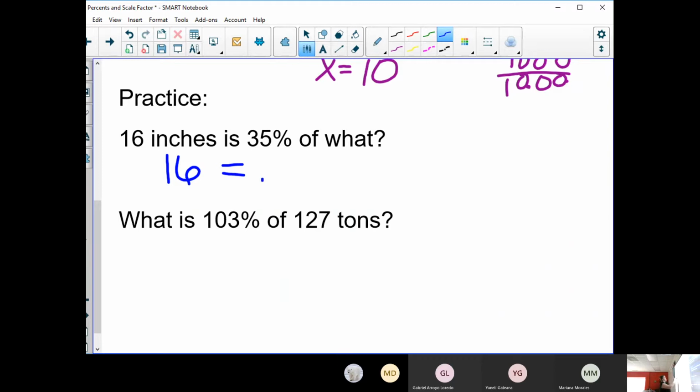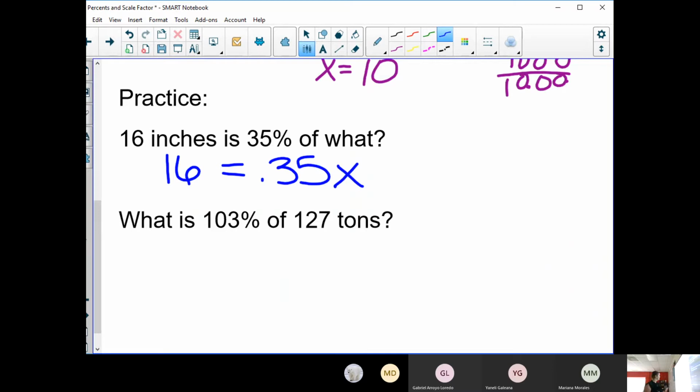35% as a decimal is 0.35. And of what tells us we're going to multiply times x. And we can say times x or just x at the end. So that would be our percent equation. All right, good job, Yariel.